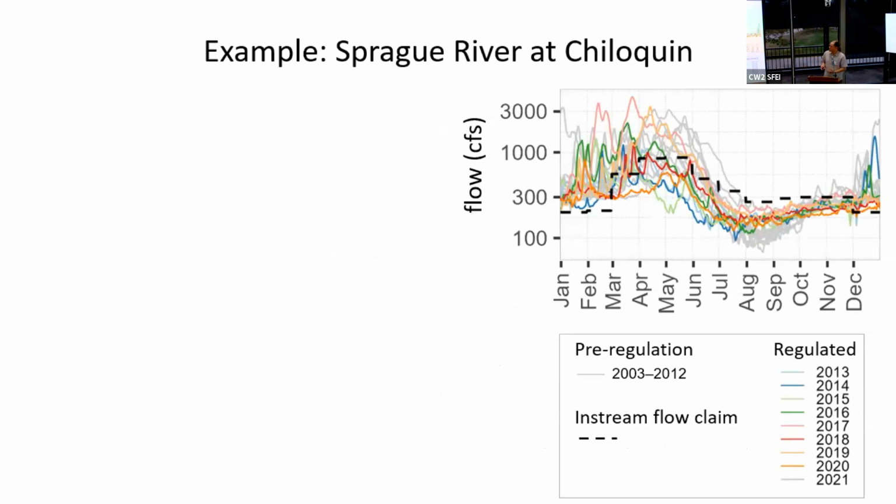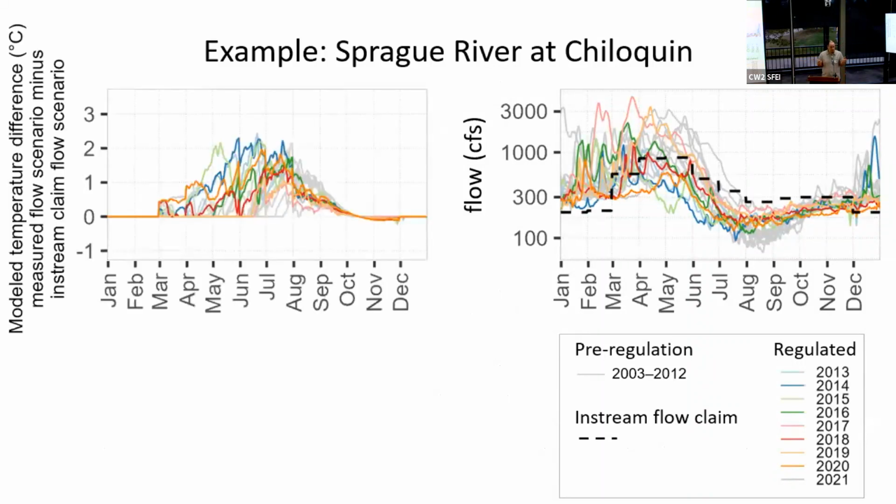So here's our friend again, the Sprague River at Chiloquin. That dashed black line is the in-stream claim. So one scenario uses these flows as an input, and then the other uses, okay, any flow that's below the dashed black line, we bring it up to the black line so that everything is at the black line or above, what would the temperatures be? And then what's the difference in predicted temperatures? So we predict that the Sprague at this site would cool by up to a little over 2 degrees Celsius if the in-stream claims could be met.